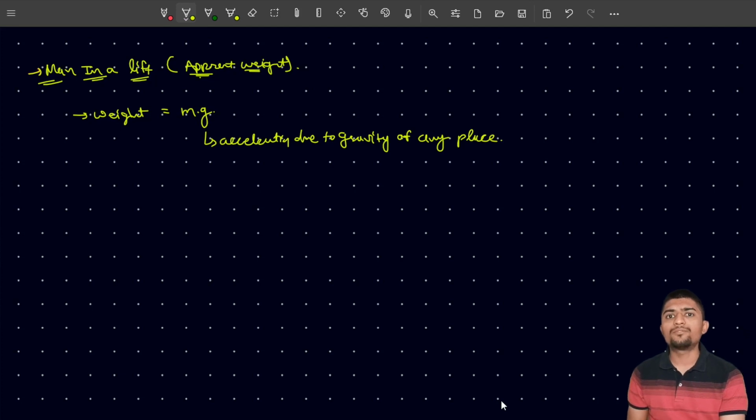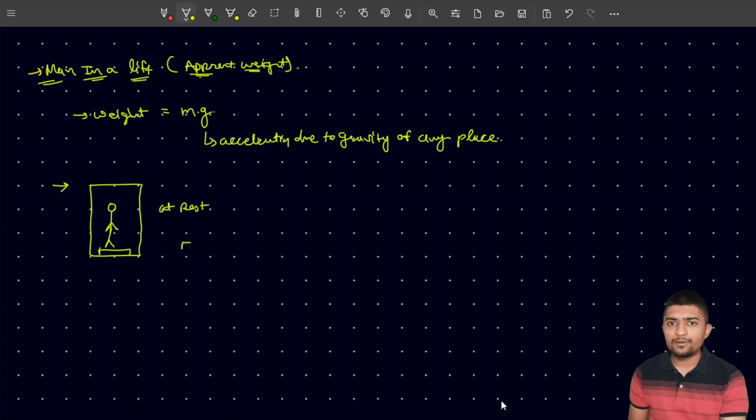So normally the weight is equal to m into g, the acceleration due to gravity, but in the specific case of a man in a lift, let's have a look at the situation. Here we have a lift, and at the bottom of the lift we put a weighing scale, and the man is standing on the weighing scale. This lift is at rest now, so the weighing scale will have a reading of mg, because mg is currently acting on it.